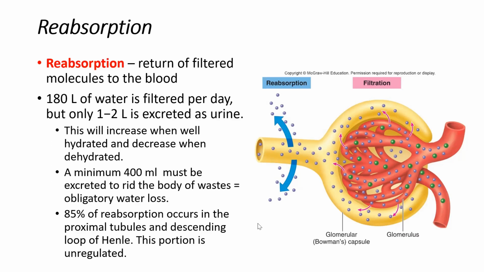85% of that reabsorption is happening in the proximal tubule and the descending limb of the loop of Henle. So this is unregulated reabsorption of water. We're going to talk about regulated reabsorption of water in the distal tubule by another mechanism later on, but most of where we absorb water is via the proximal tubule, as well as the descending limb of the loop of Henle. So 2 different mechanisms, but they're both unregulated and they're both responsible for most of our water reabsorption.